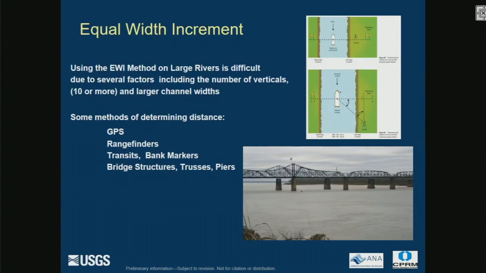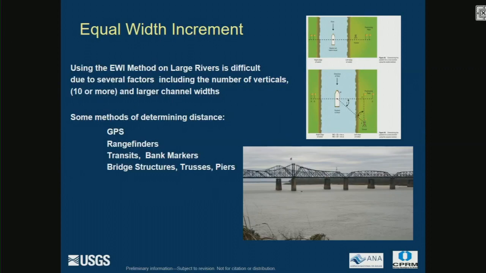So, the equal width increment. We saw that demoed here earlier. It's a little difficult to do this on a 3,400-foot section. Where do you find the 340-foot distance mark? You could do it with a rangefinder. There are methods: transits, bank markers, that type of thing.